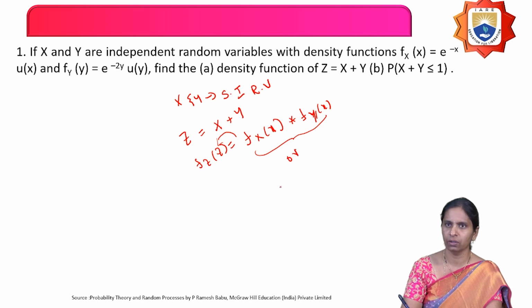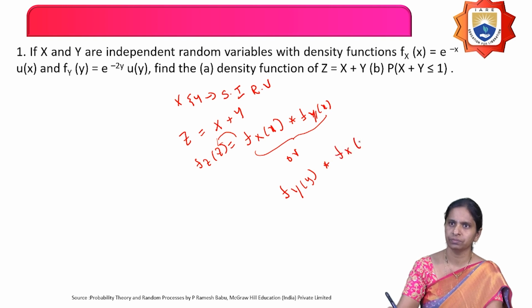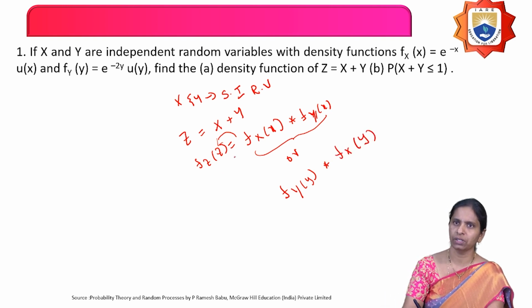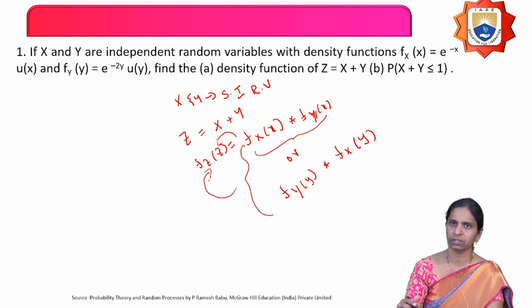Or else you can write fY(y) convolution fX(y). So, the convolution of these two density functions gives the density function of the sum of those two random variables.